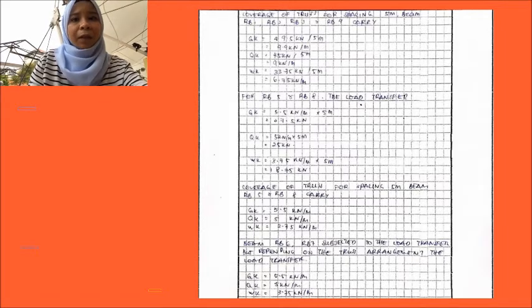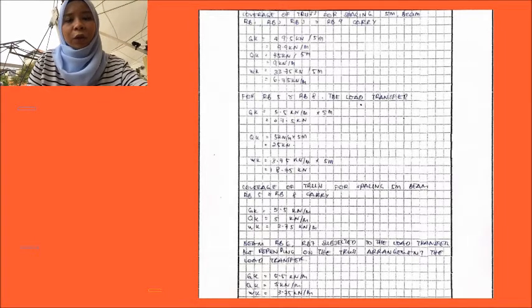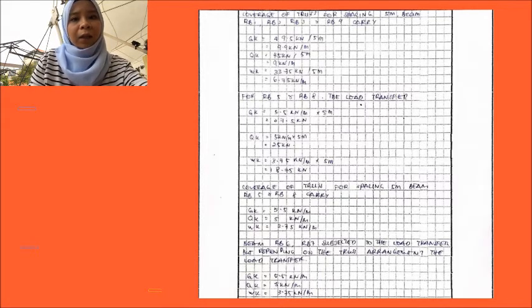Roof beams 6 and 7 are subjected to load transfer depending on the truss arrangement. The load transfer is GK 5.5 kN per meter, QK 5 kN per meter, and WK 3.75 kN per meter.